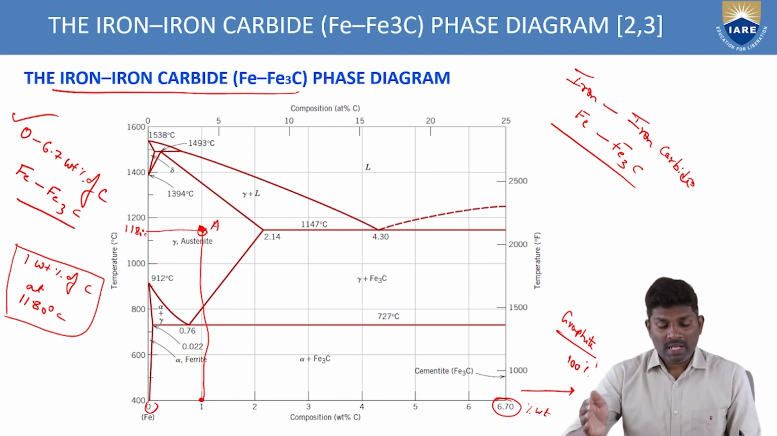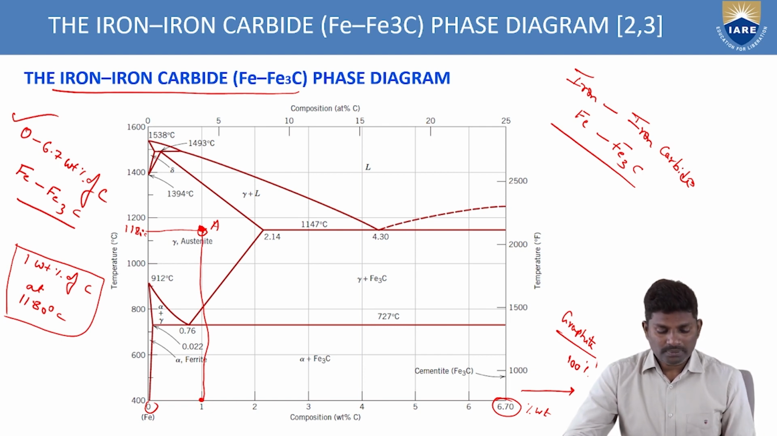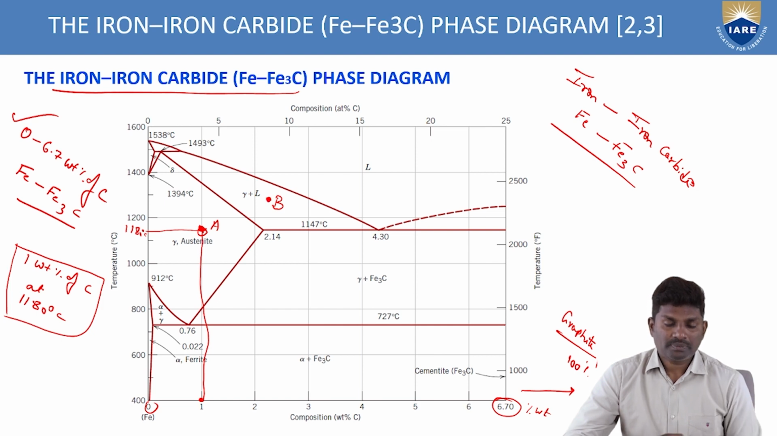This is how you will calculate the composition as well as the temperature along the point A if it is a single phase. Now we'll take another example, alpha plus gamma or Fe3C, or alpha plus L. So this point we will take. Now I have a point B. I have to locate the position of the point B.